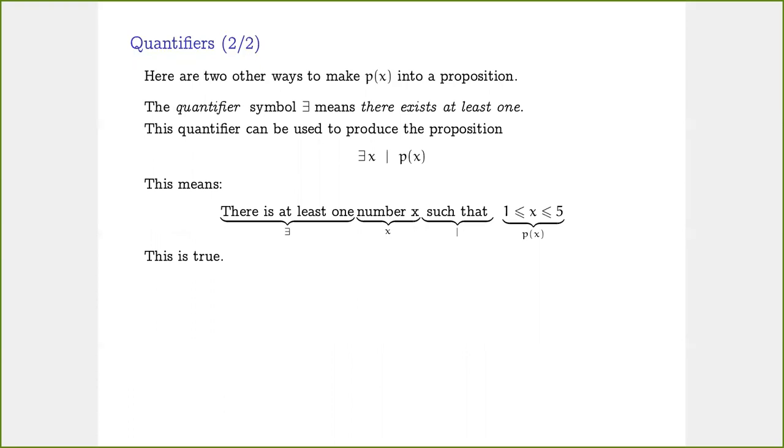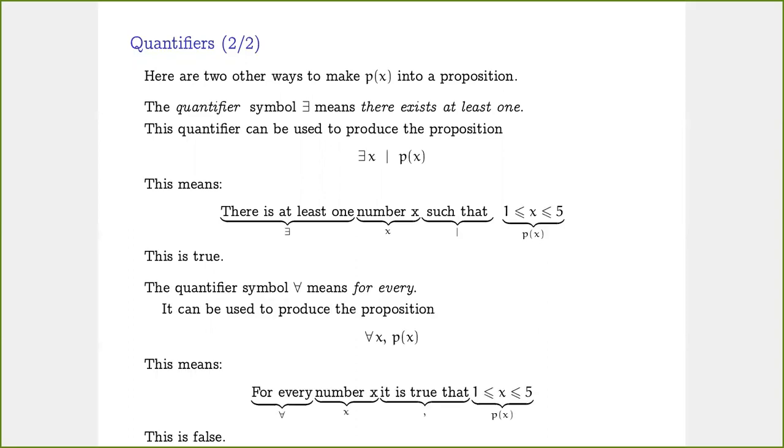We usually assume that stating P of X includes the claim that it's true. So in detail, the backwards E means there's at least one. The X is a number X. The vertical bar means such that. And the P of X is X is greater than or equal to 1 and less than or equal to 5. This is true. There is such an X.